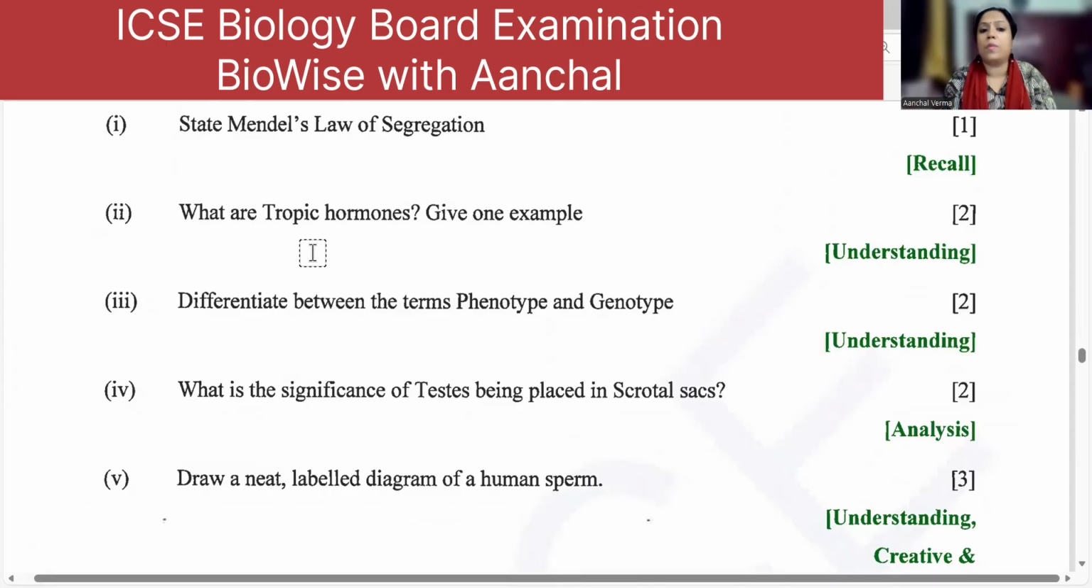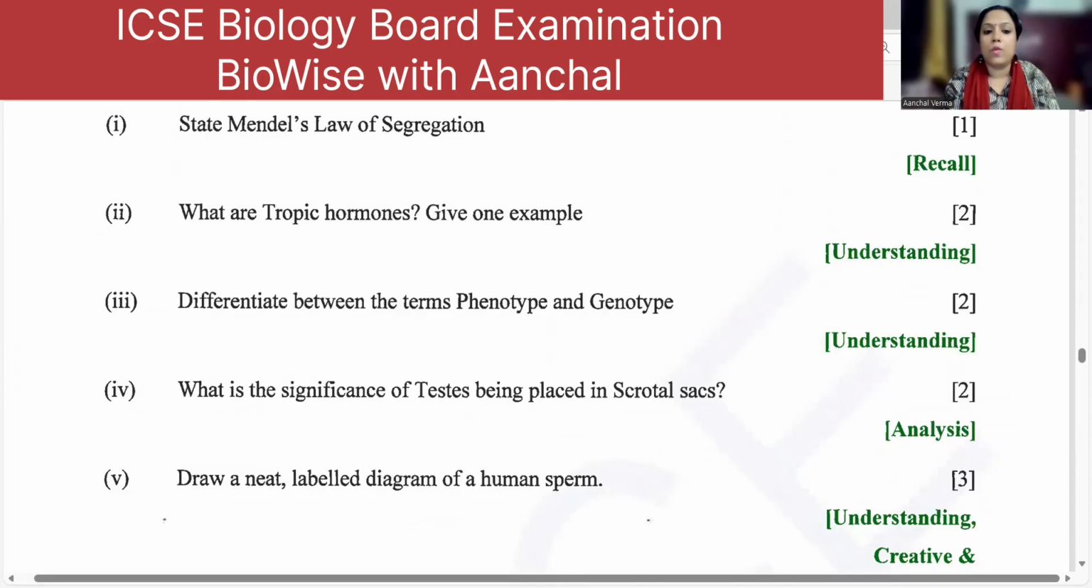Okay. What are tropic hormones? Tropic hormones are the hormones released by the pituitary which regulate and control the other glands. Like adrenocorticotropic hormone, it regulates the release of hormone from the adrenal cortex. These are tropic hormones. Differentiate between the terms phenotype and genotype. Phenotype is the physical appearance of an organism, and genotype is the genetic constitution of an organism.